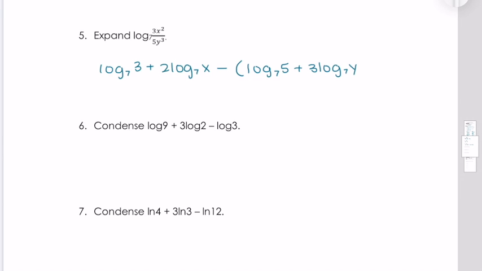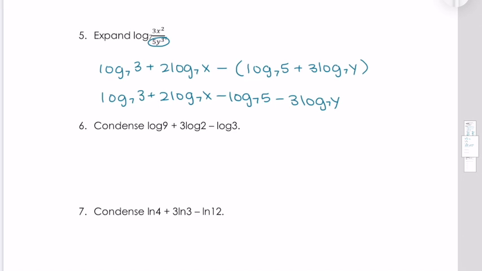All right, so even though those are both on the denominator, they are being multiplied together, but the whole denominator is being subtracted. So if you wanted, you could also distribute this negative sign, the subtraction, so that it's log base 7 of 3 plus 2 log base 7 of x minus log base 7 of 5 minus 3 log base 7 of y.